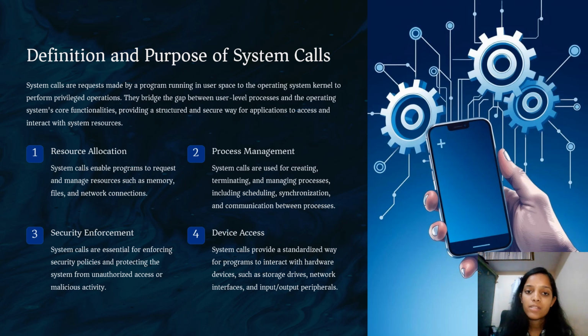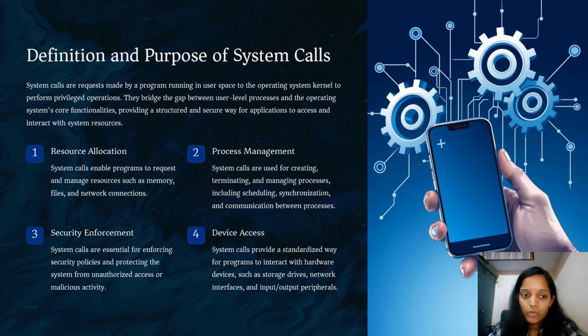Definition and purpose of system call. There are mainly four important purposes of system call, that is resource allocation, process management, security enforcement, device access. So let us first know the definition of system calls. System calls are requests made by the program running in the user space to the OS kernel to perform privileged operations. They bridge the gap between the user level processes and the operating system's core functionalities, providing a structured and secure way for applications to access and interact with system resources.